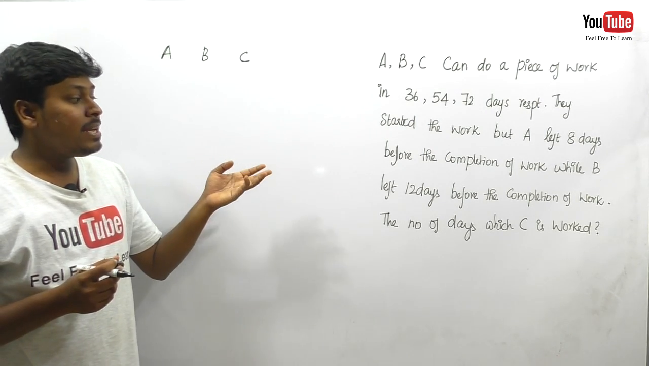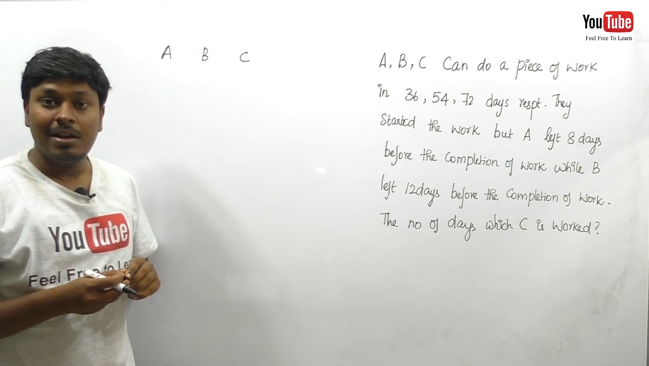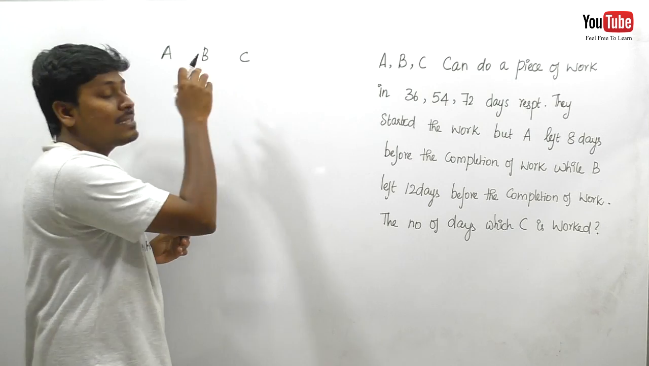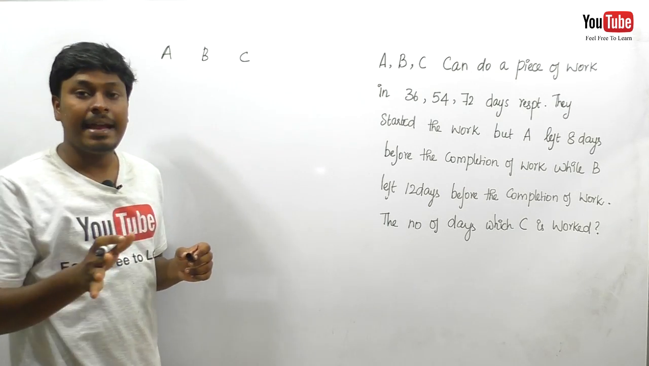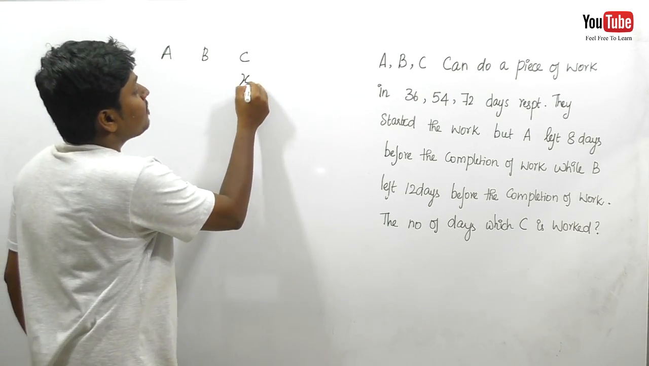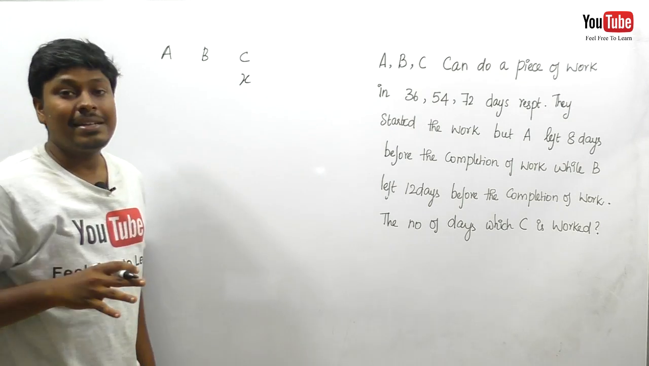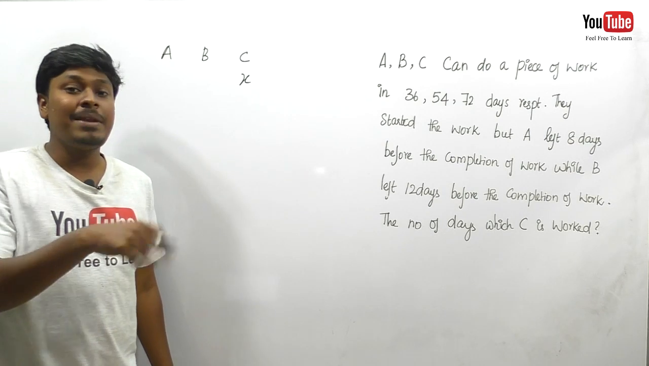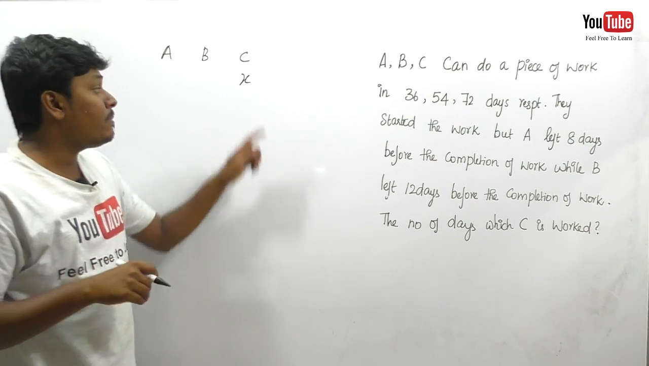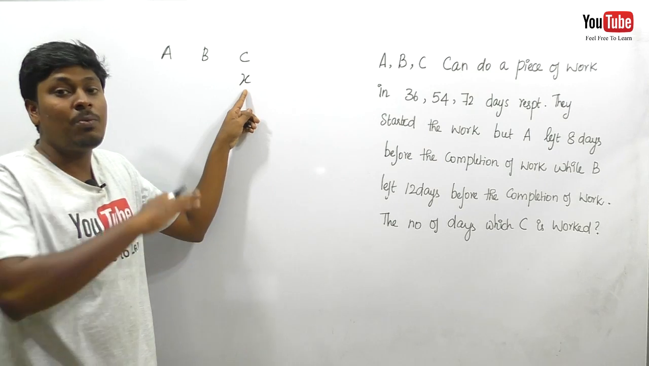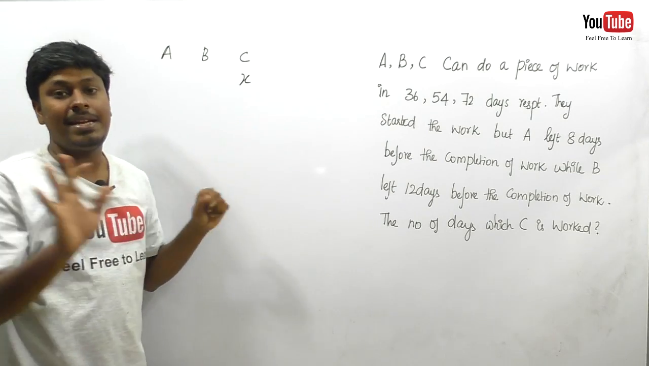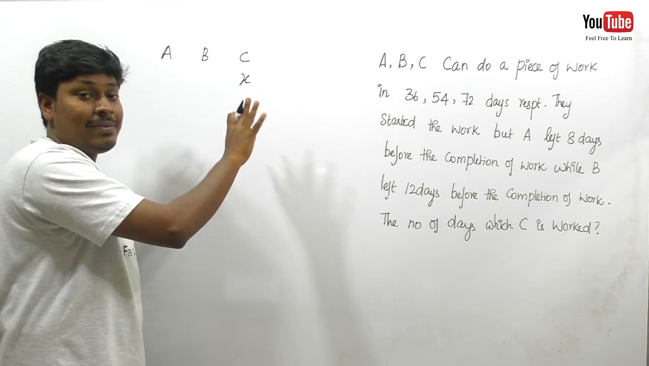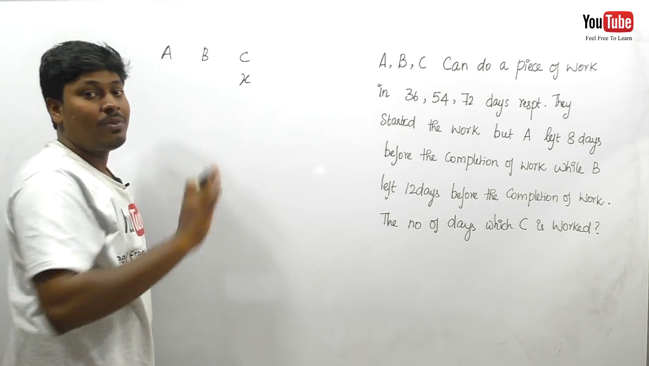Look at B, friends. B left 12 days before the completion of the work. So B is also leaving at some time. We can say that the person C is starting the work and he stays till the end. So I can say that X is the number of days in which the work gets completed. Why? Because C is there from the starting till the ending, so for the complete work, the person C will be there. If I put X equal to 10, the work gets completed in 10 days. So let me keep X as the number of days worked by C. We can assume that X is the total number of days to complete the work.